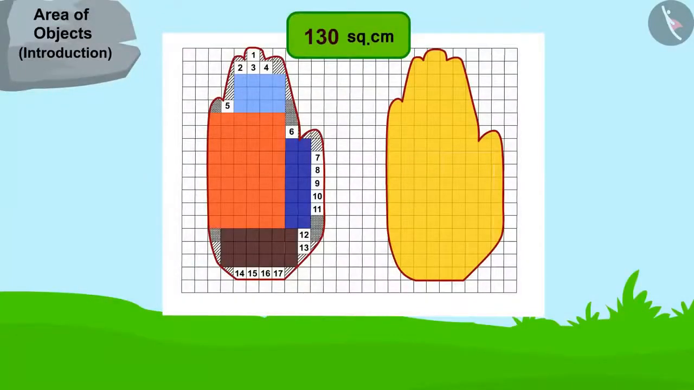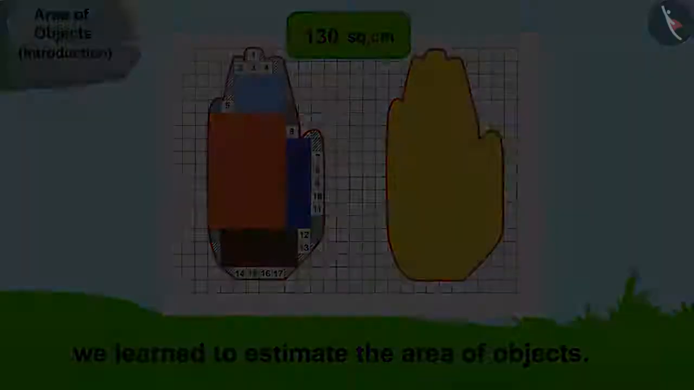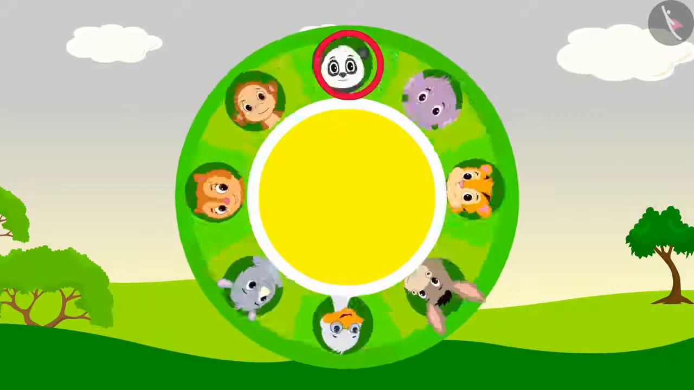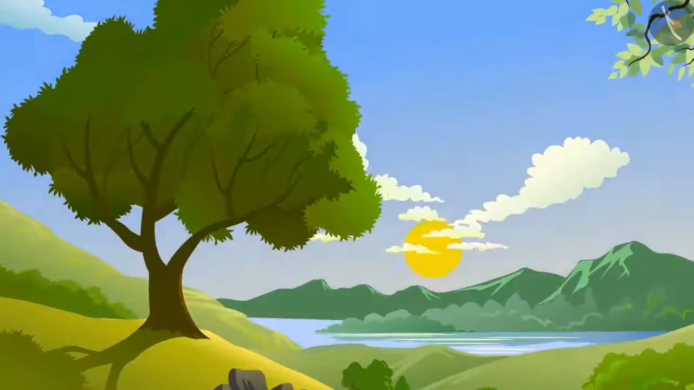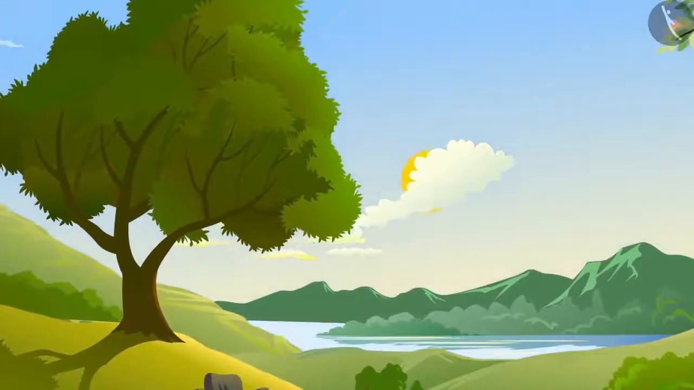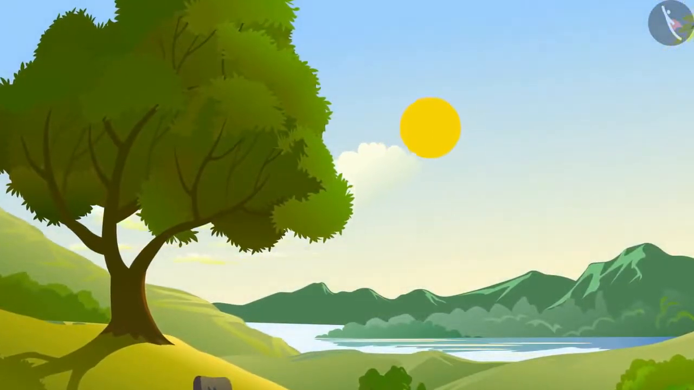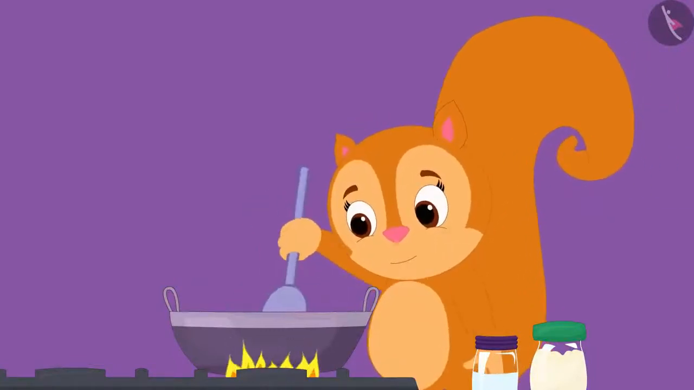Hello children! In the previous video, we learned to estimate the area of objects. In this video, we will learn more about it through some interesting examples. Champapur has received bright sunlight after the rainy season. Let me make poppers, thought Chanda.